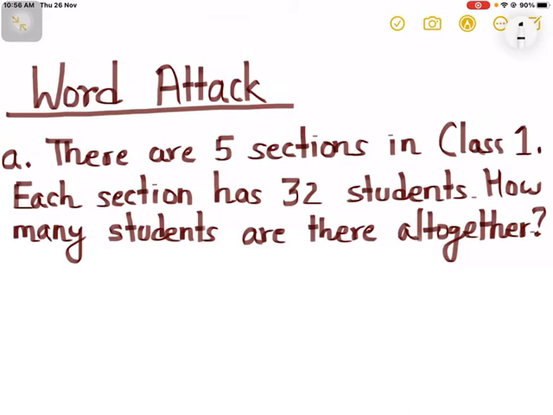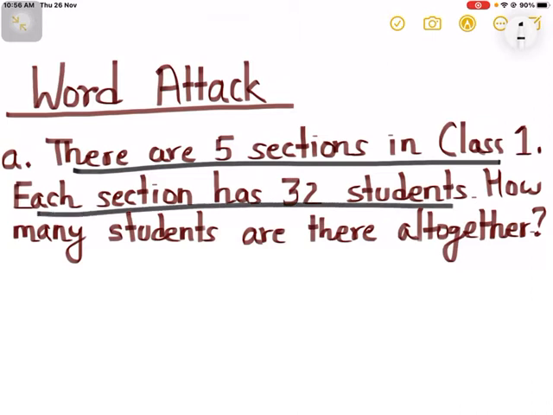As it is given, the number of students in one section is 32 and total number of sections is 5. As I told you, before we solve the word problem, we need to identify the given statement. We need to identify what is asked us to find out and the operation that we are going to use while solving the word problems, isn't it? So which is the given statement? There are 5 sections in class 1 and each section has 32 students. These two statements are given statements.